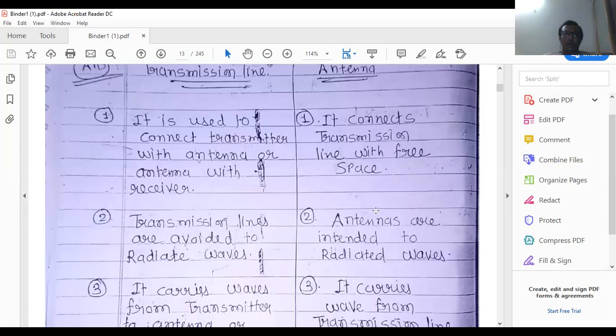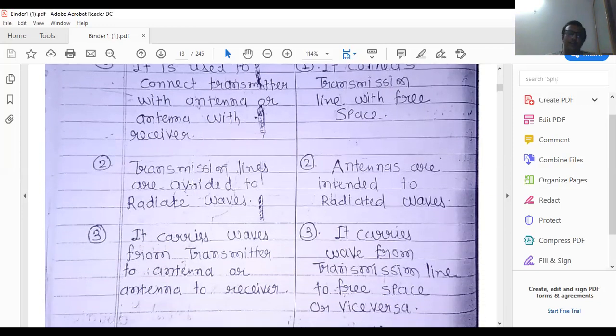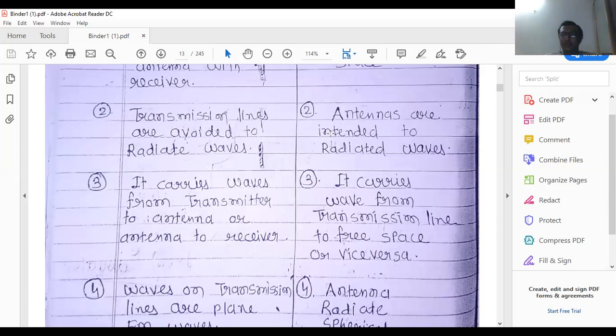Now, comparison between antenna and transmission line. The transmission line is used for transmission to the antenna, or from the antenna to the receiver. It connects the transmission line with free space. That is considered an antenna. So that is the difference between the transmitting antenna and the receiver. Now, a transmission line is designed to avoid radiating waves. Antennas are intended to radiate waves. So that is the difference between a transmission line and an antenna.